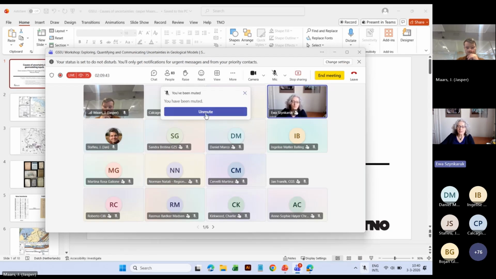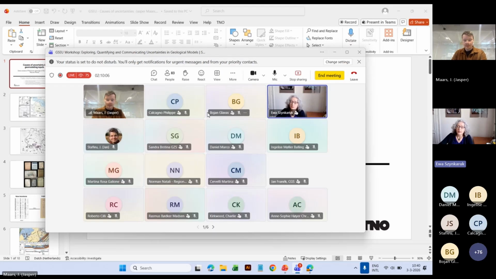And now we will see two case studies, and we will have a chance to look at two presentations. First one is by Jasper Mars and colleagues from the Netherlands. The title is Causes of Uncertainties in Geomodeling Inputs, Data Review of Paleozoic Geology in South Limburg-Euregion, Meuse-Rhine.